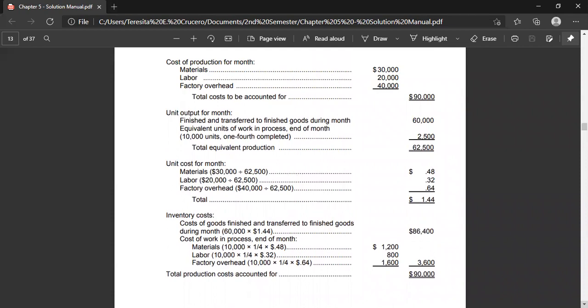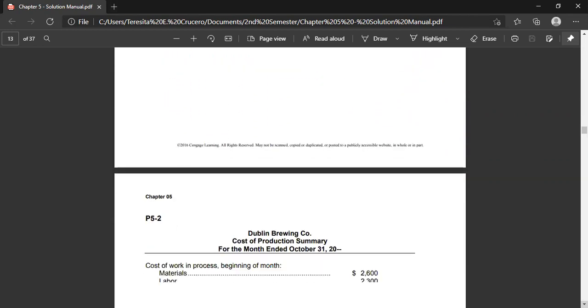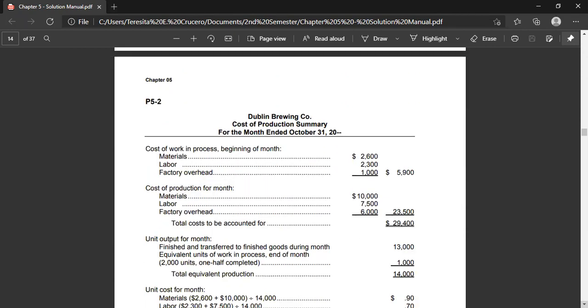So we have now the total production cost accounted for is 90,000. That's the total cost accounted for, which should equal the total cost to be accounted for. So in other words, once you have the two amounts equal, you have your double rule: total cost to be accounted for, and you have your total production cost accounted for. Now for problem 1.